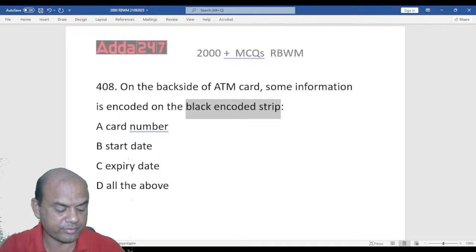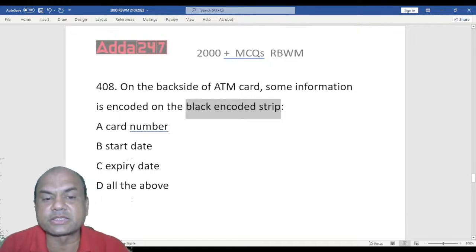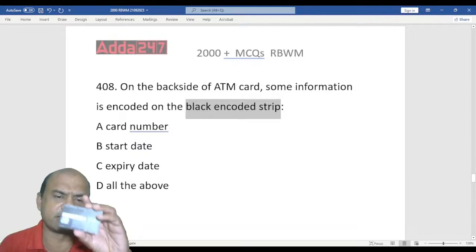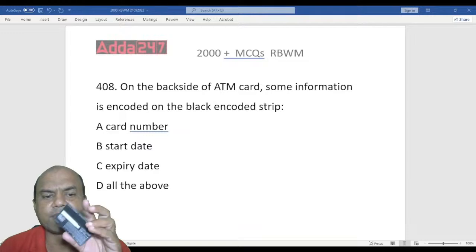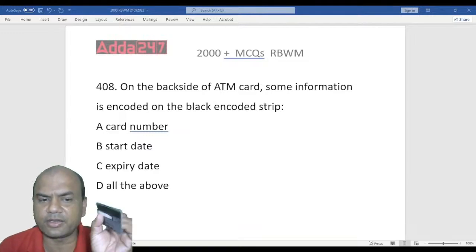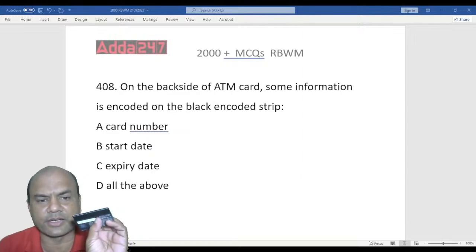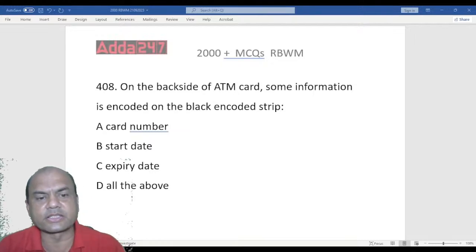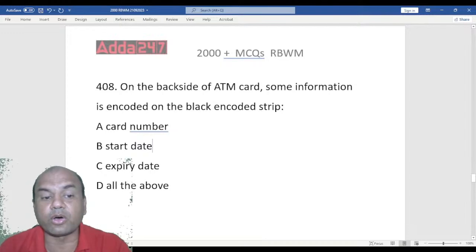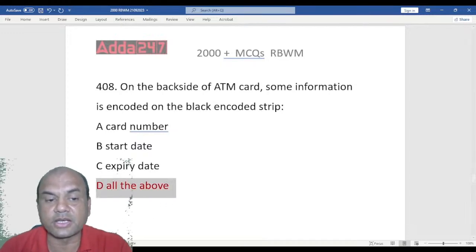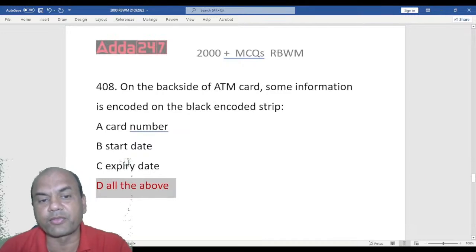Yes, backside. Some information in this black strip. What is this black encoded strip? See this. This is a card you guys are seeing now. This is the front side. This is the back side, right? So the question is about this back side. What are the details given over here on this card? Yes, what are the details on the back side? It is all of the above. Remember, all of the above. Card number, start date, expiry date, everything is given.